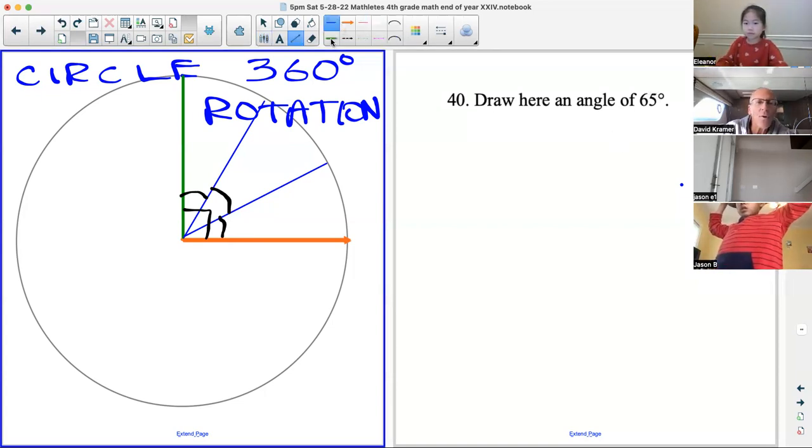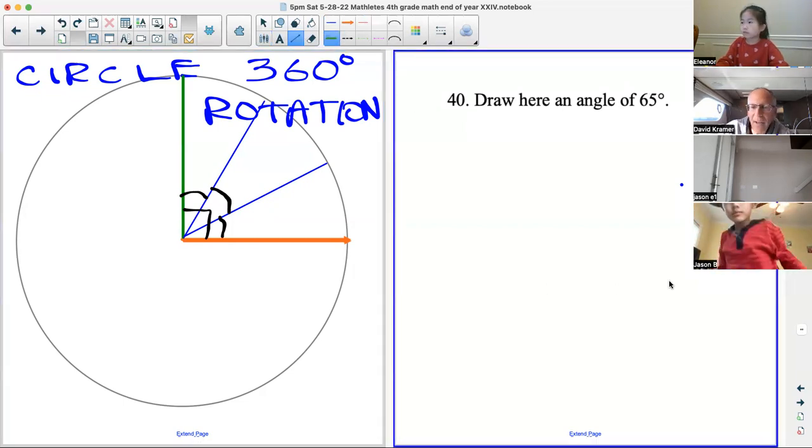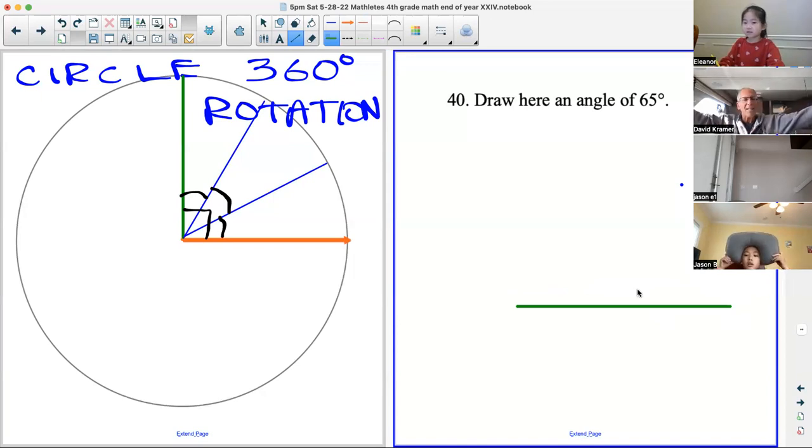Now, to start to draw any angle, you have to have a line. So start with a horizontal line. What's horizontal? Horizontal is like a straight angle, looks like this. This is called vertical, and this is called horizontal.